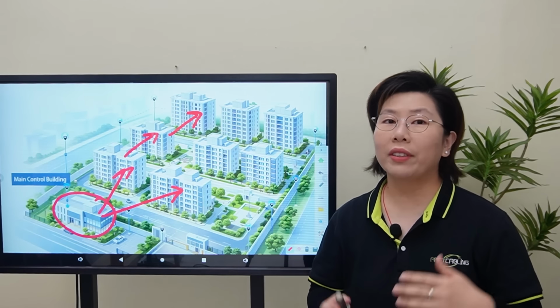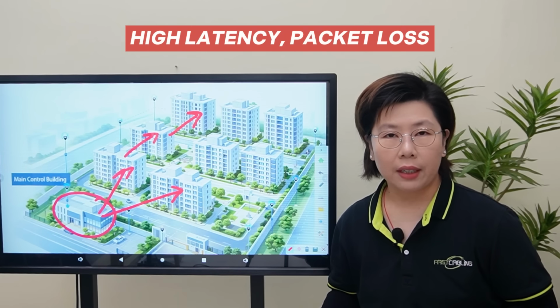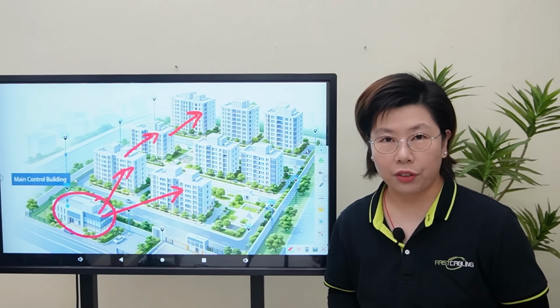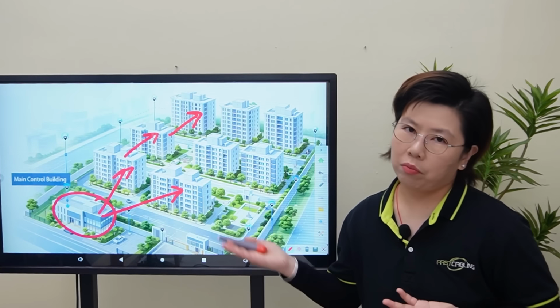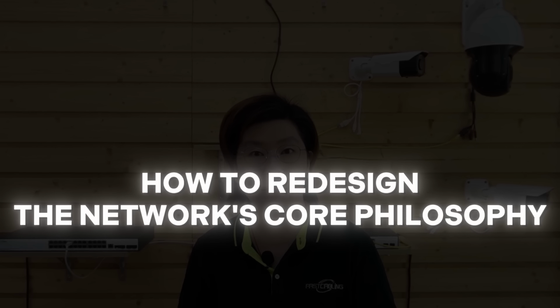The result was exactly what they described: high latency, packet loss, and the 1 gigabit per second uplink from the overloaded distribution switch became a massive bottleneck, especially when all those cameras tried to upload footage at once. So the network was choking. The problem, in the end, was the architecture. It was a design that couldn't handle the pressure. So our solution wasn't just to replace parts, it was to redesign the network's core philosophy.